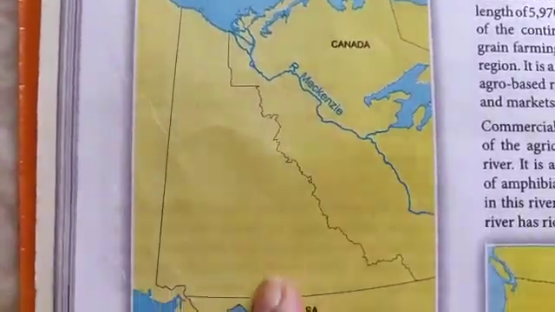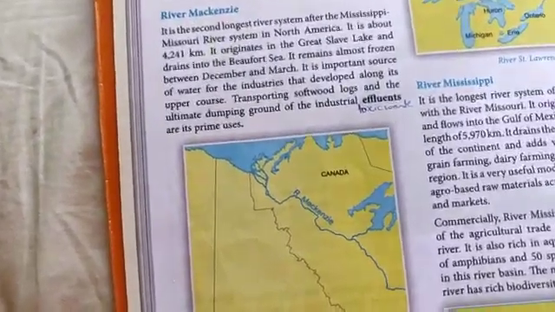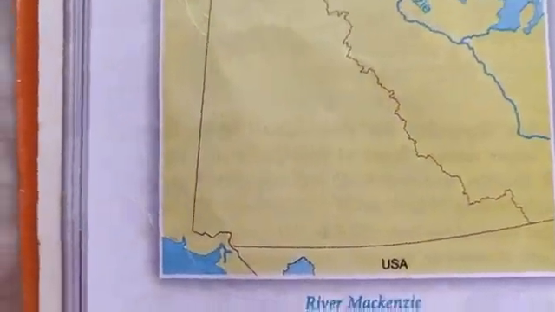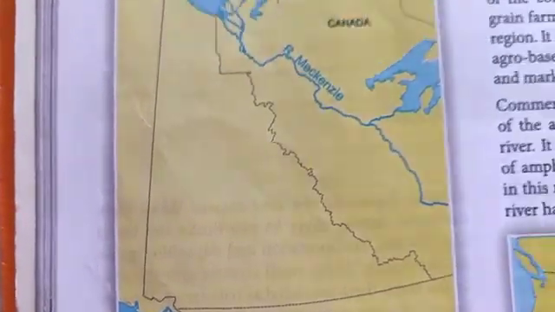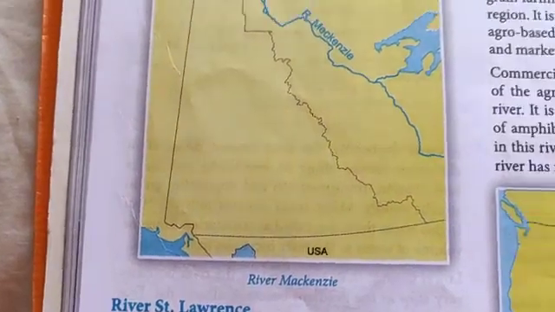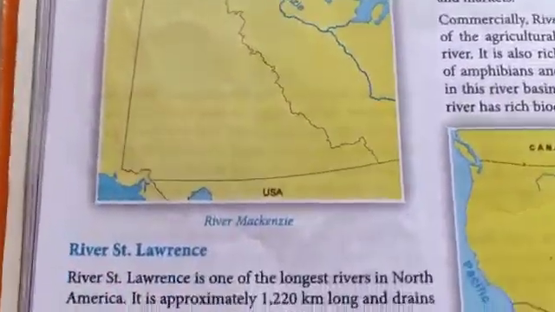Now look at this entire thing over here, river Mackenzie. It is in North America and it is in Canada. Now USA is this side, this is the border, it is in Canada.